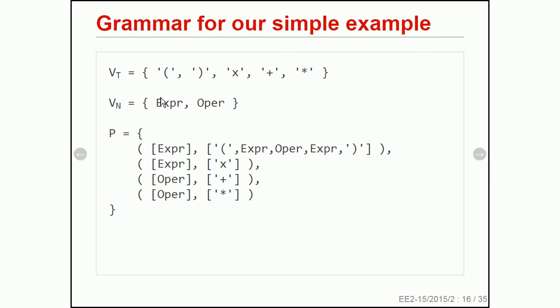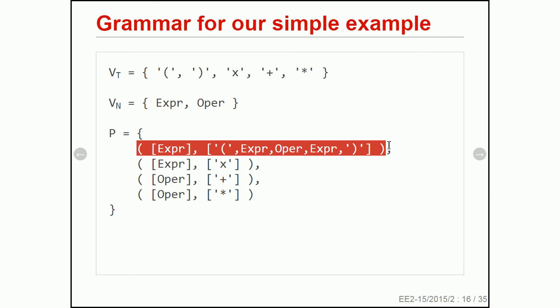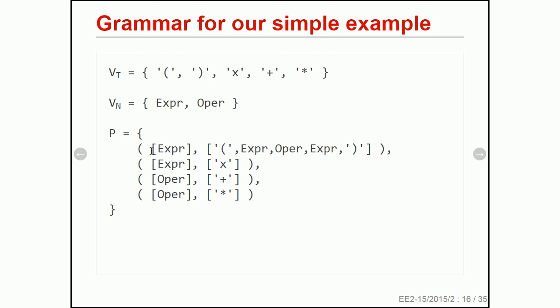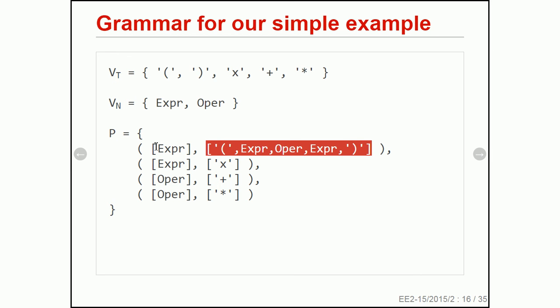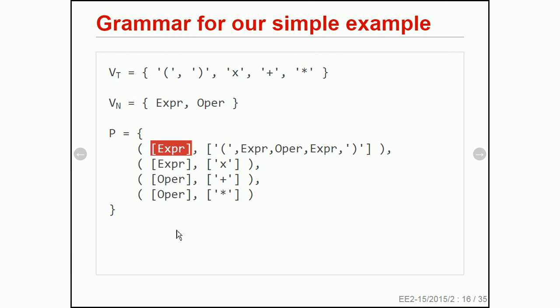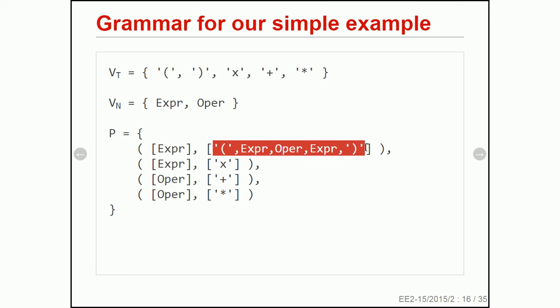Given VT and VN, we can then talk about production rules. A production rule is a pair. It has a left-hand side and a right-hand side. The left-hand side is one or more symbols. In this case it's one because we've got a nice simple grammar. And the right-hand side is zero or more symbols. In this case it consists of 1, 2, 3, 4, 5.